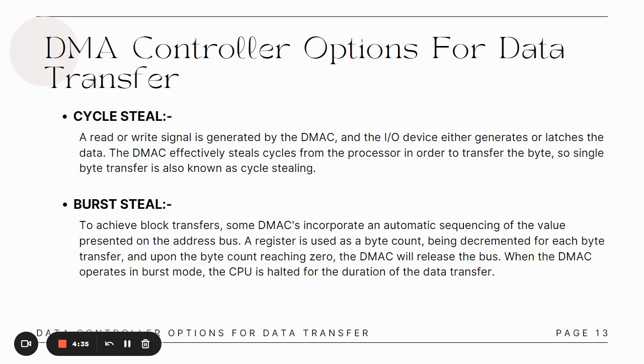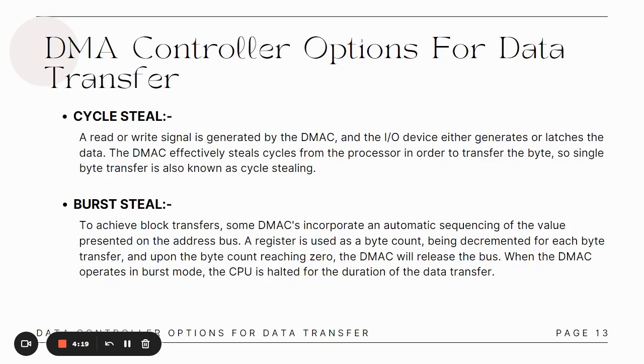A read or write signal is generated by the DMAC and the IO device either generates or latches the data. The DMAC effectively steals cycles from the processor in order to transfer the byte, so single byte transfer is also known as cycle stealing. The next one is the burst steal.